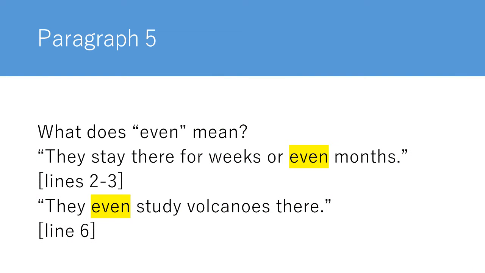All right. Another question out of paragraph 5. You'll notice this word even comes up 2 times in the paragraph. So I want to know the question, what does even mean? Okay. The 2 sentences are first in lines 2 and 3. You'll see they stay there, the scientists stay there for weeks or even months. And then in line 6, it says they even study volcanoes there. So when we use the word even, what's the effect? What's the meaning of the word in the paragraph? Okay. Pause, think about it. I'll give you my answer next.